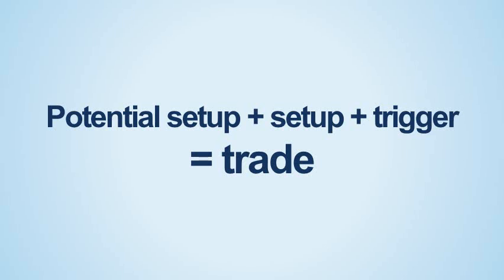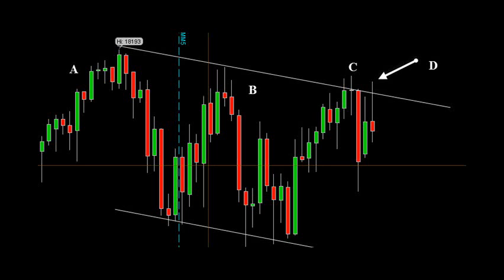Now the formula is quite simple. A potential setup plus trigger equals a trade. Being prepared though can never be overstated. This chart here shows a daily chart of the Dow E-mini. It clearly shows a channel in this market, but look at the last red candle. The high of that candle was put in around 3 o'clock in the morning New York time. That information will be key later on.